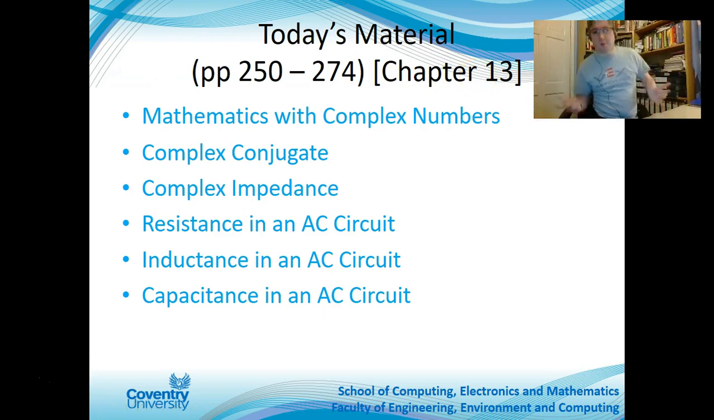Some of you will probably have done complex numbers maybe at A level as part of your mathematics modules, so some of this might be revision for you. We're going to talk about complex numbers, the complex conjugate, complex impedance, and then talk about resistance, inductance and capacitance in the context of an AC circuit. And then that will lead us into topic number 11, where we look at a circuit which has all three of them put together.